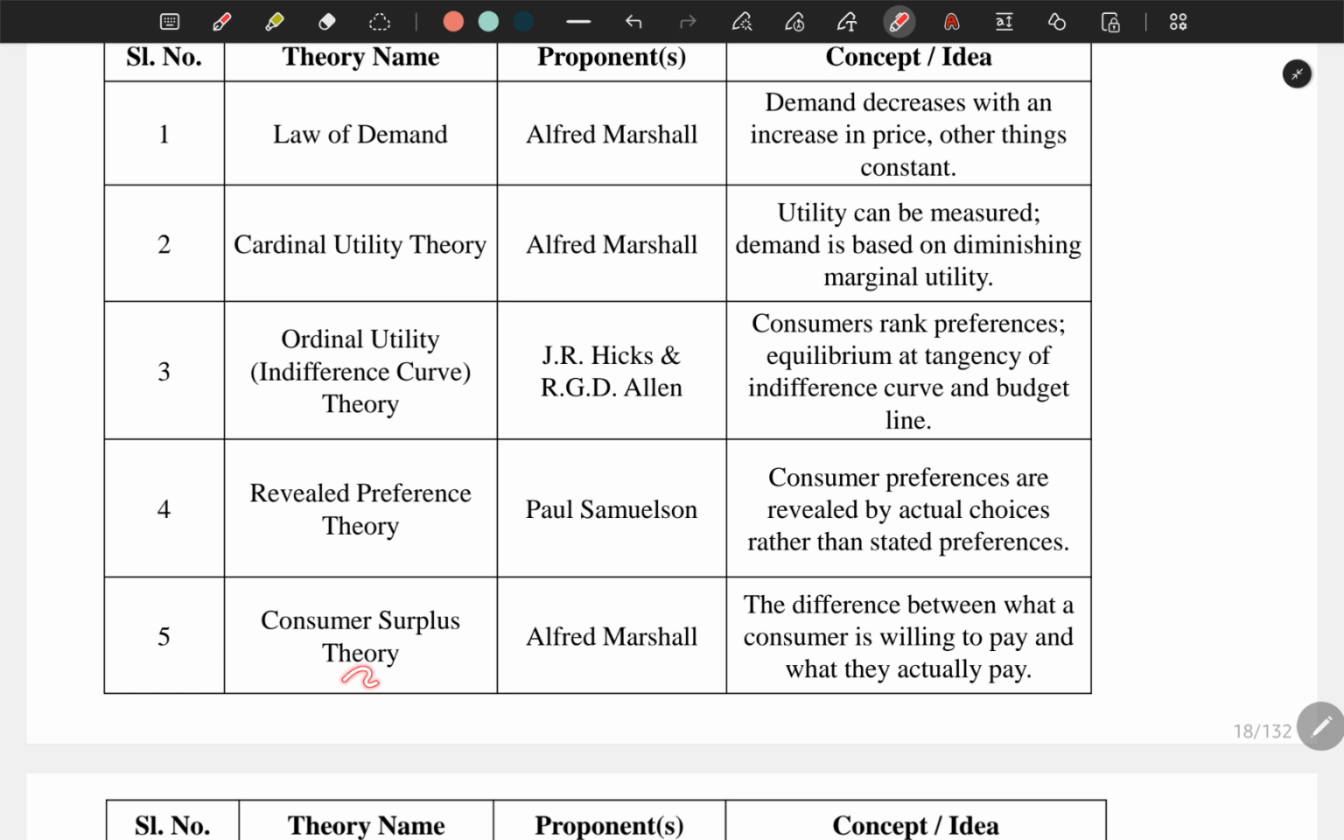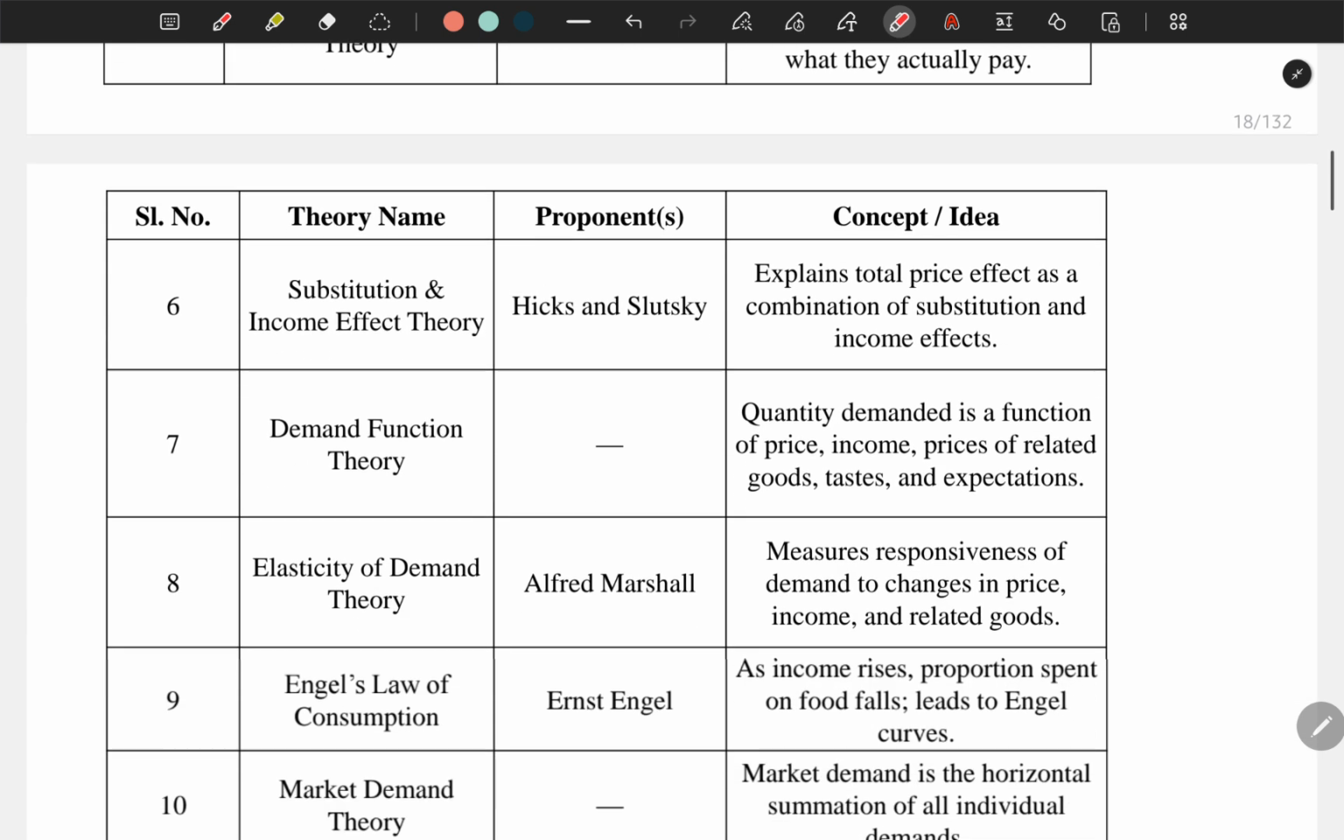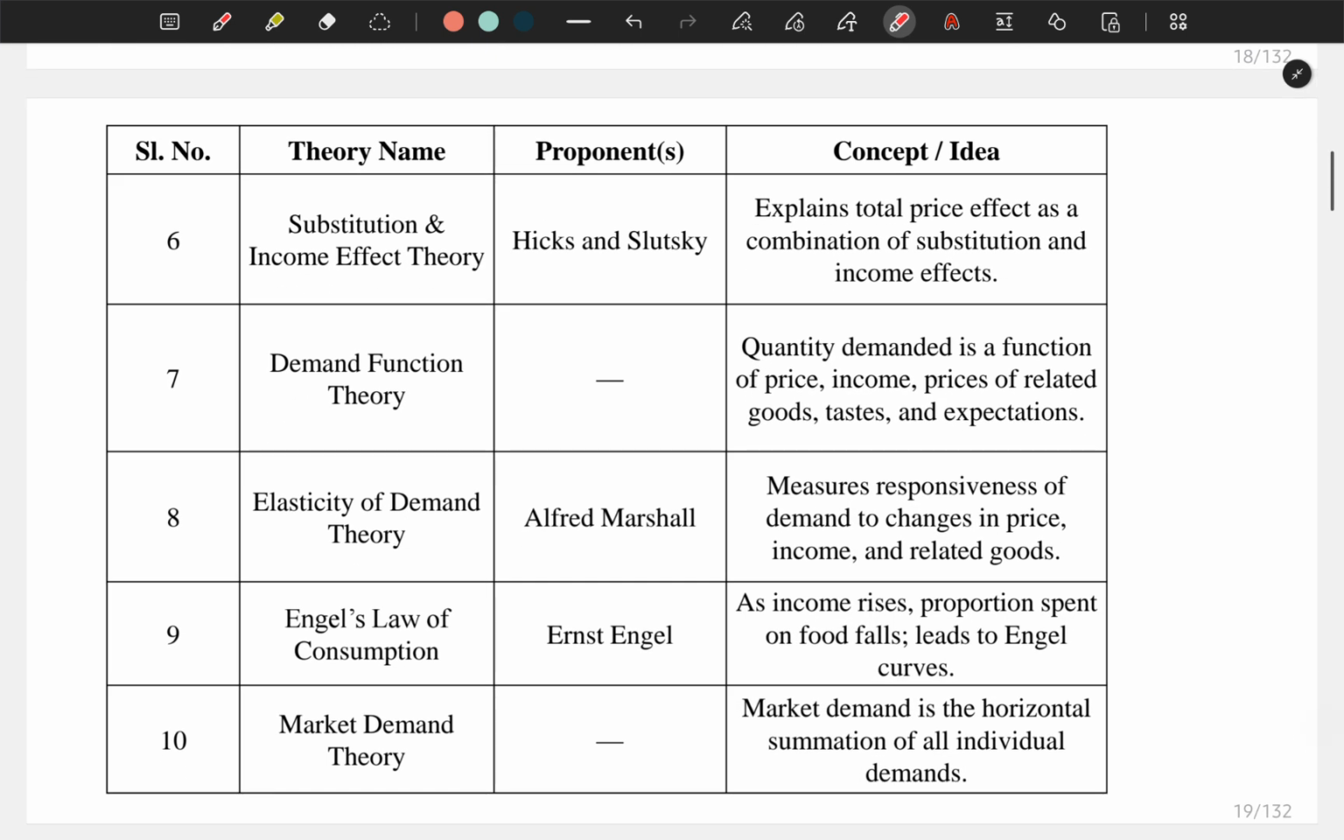The next theory is consumer surplus. We know that this is the difference between what we are willing to pay and what we actually pay. This concept was given by Marshall. The next theory is the substitution and income effect theory given by Hicks and Slutsky. This explains the total price effect as a combination of substitution and income effects. In the upcoming classes, we can explore these things in detail.